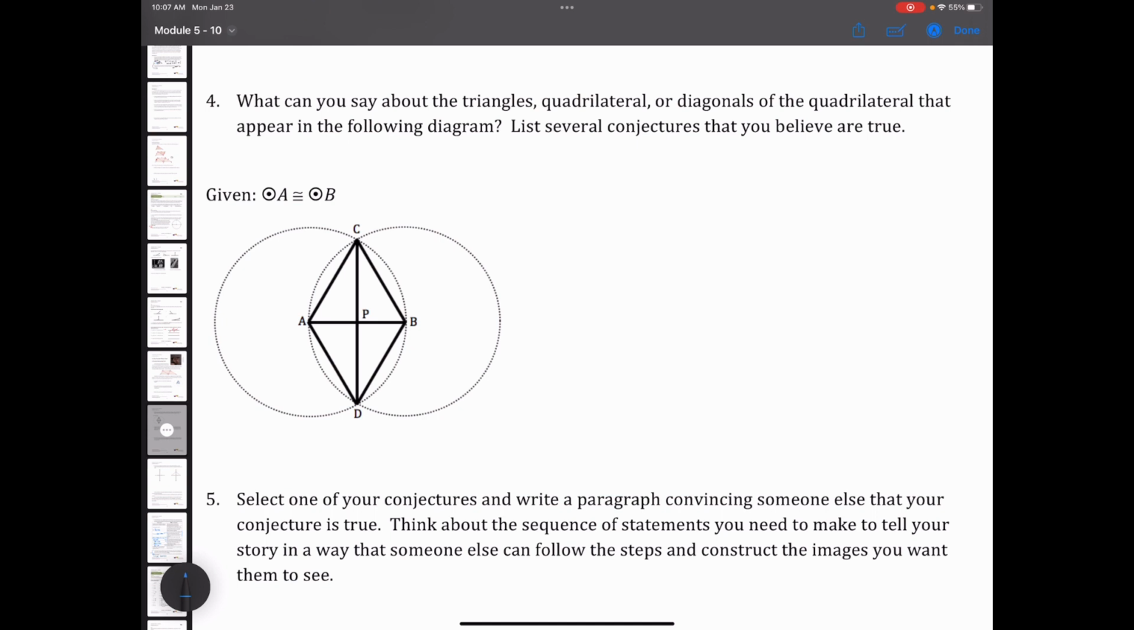But I want you to think about this on your own for a little bit, okay? And then we're going to come back together and discuss. So come up with a couple of conjectures about this quadrilateral or triangle or diagonals, anything you want to say about that, okay? So come up with maybe 3 each. And write them down. And then we're going to talk about them together.